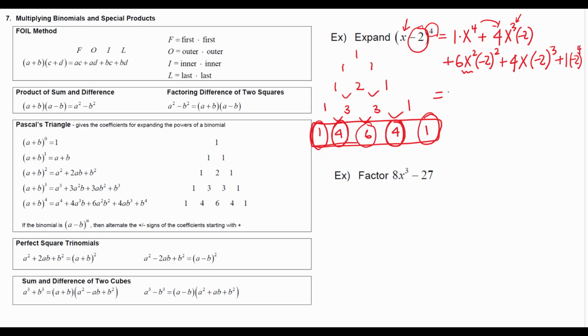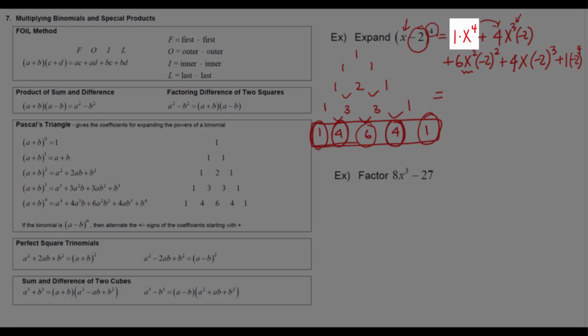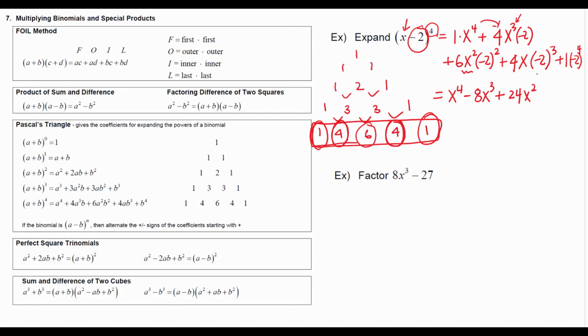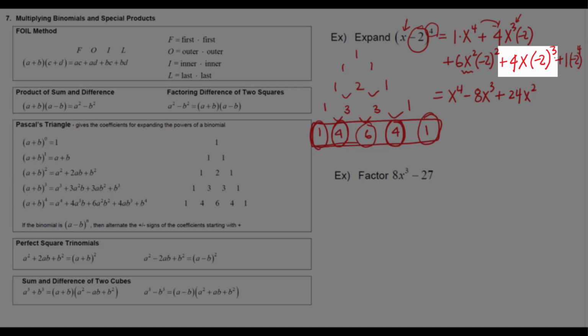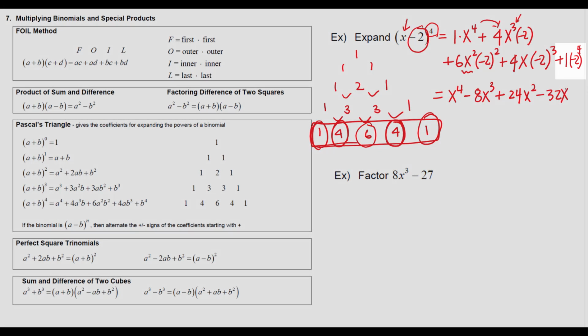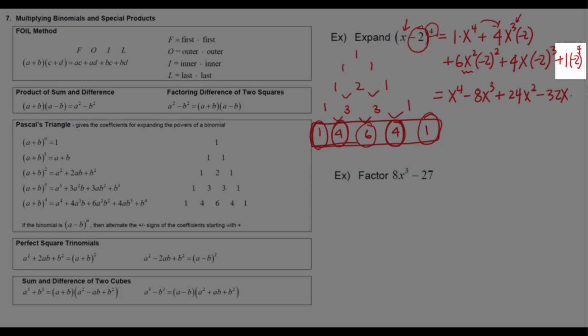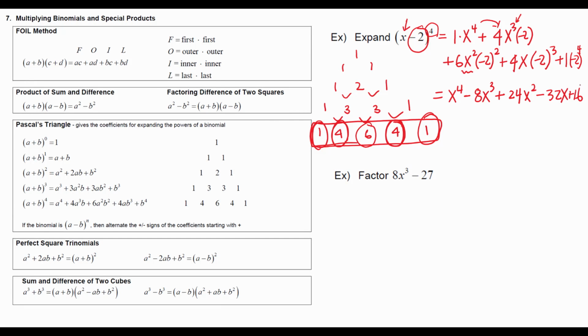And now you need to multiply that out and clean it up. So 1 times x to the 4th power is x to the 4th power. 4 times negative 2 is negative 8x to the 3rd power. Negative 2 squared is positive 4, times 6 is 24x squared. Negative 2 to the 3rd power is negative 8. Negative 8 times 4 is negative 32x. Negative 2 to the power 4 is actually positive 16. So here is your answer for this binomial expansion.